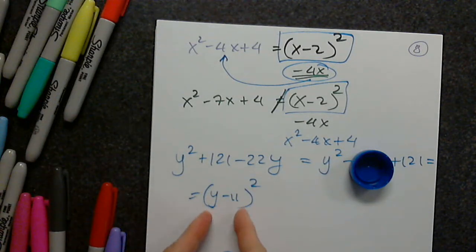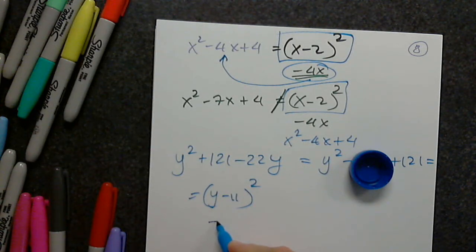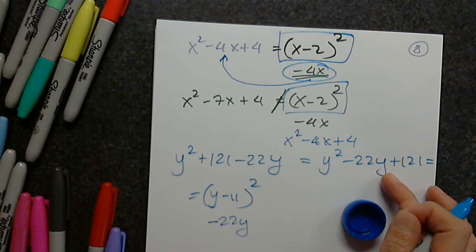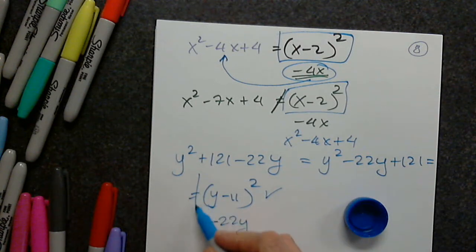What will, if I expand this using the special products from last Wednesday, what will be the middle term? 2 times the first times the second. What will be the middle term? Negative 22y. Now I check. Is this negative 22y? Yeah. So this must be the correct factor form.